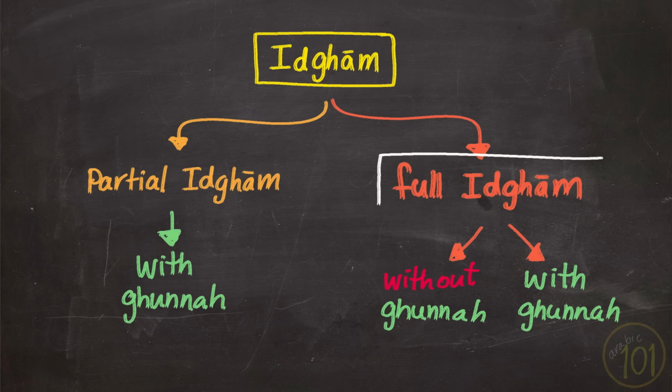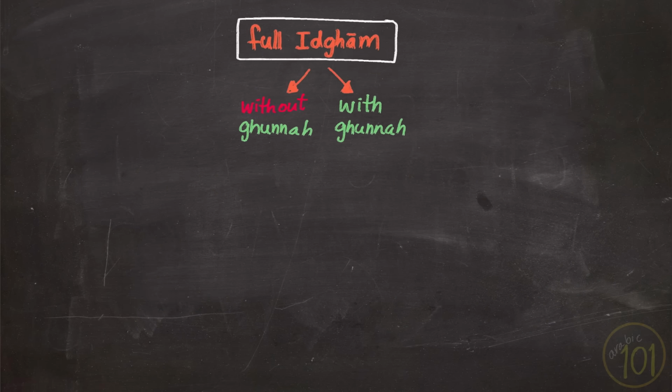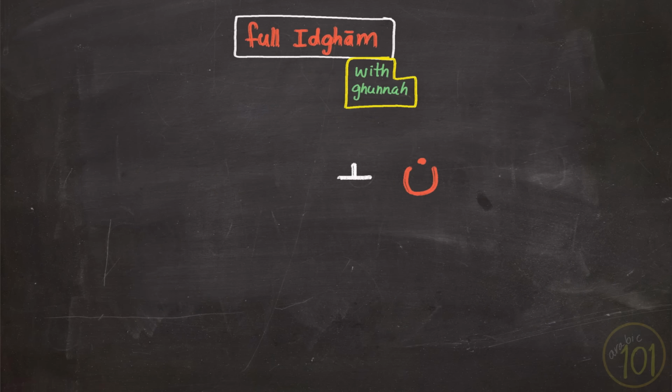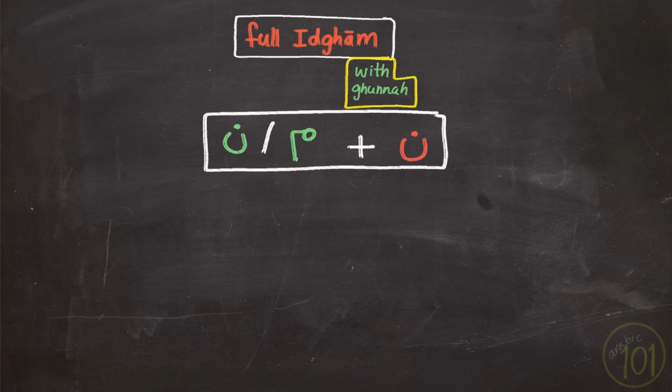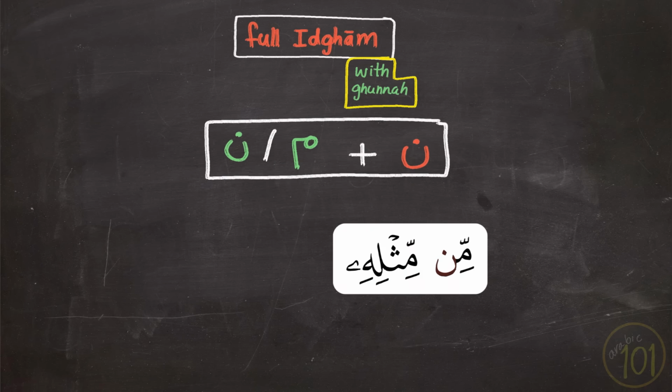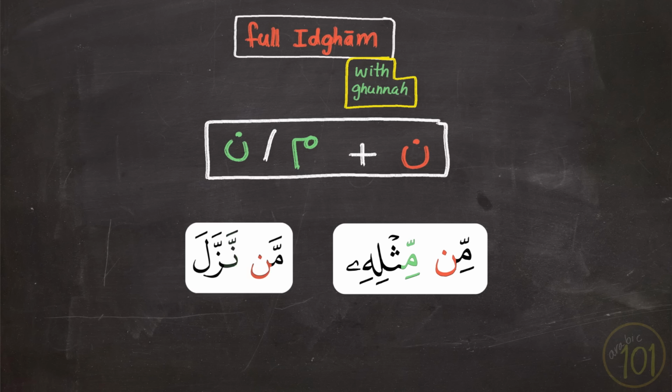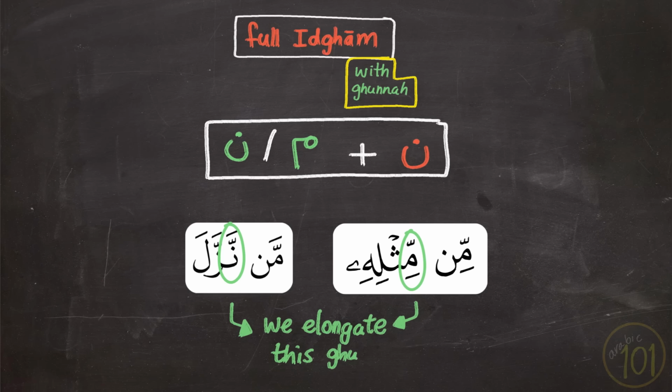Let's look at the full idgham to see how it is related to the main question of this lesson. The full idgham with ghunnah occurs when nun sakina is followed by nun or mim, like mim mithli man nazzal. So we fully assimilate the nun and we elongate the ghunnah, specifically the ghunnah of the mim here and the nun there. Remember, with full idgham, the nun is completely absent.